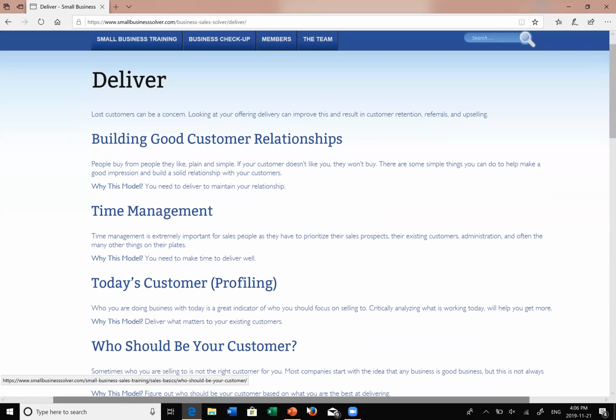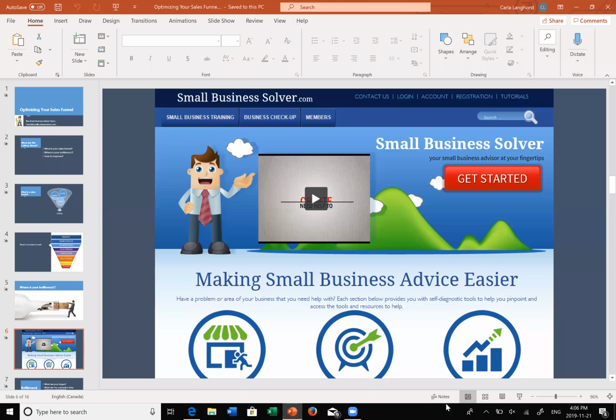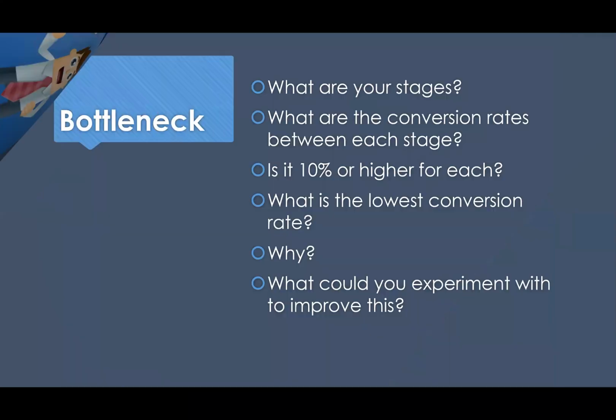So what's neat about this, I'm just going to go back here, is that the sales funnel pieces, when we were looking for our bottleneck, first you figure out your stages, and then you understand what are the conversion rates from one stage of the sales funnel to the next. Typically, we want that to be 10% or higher. And in retention, you want the retention to be 90% or higher, because that would be losing 10%. What is the lowest conversion rate out of all of that?